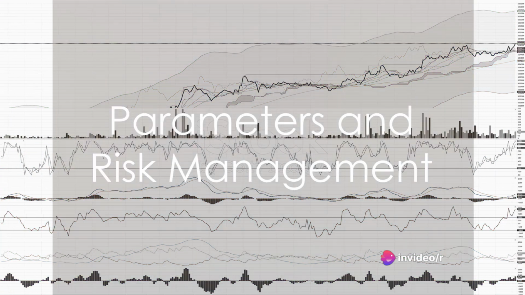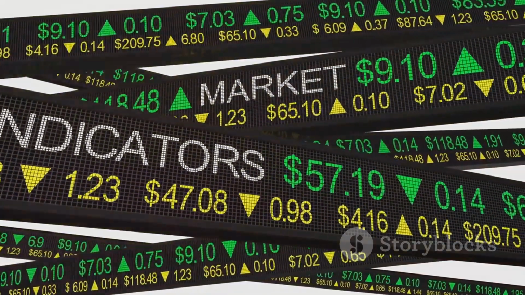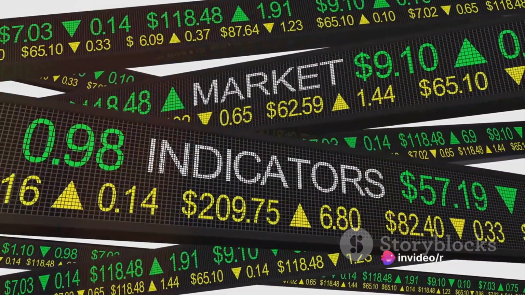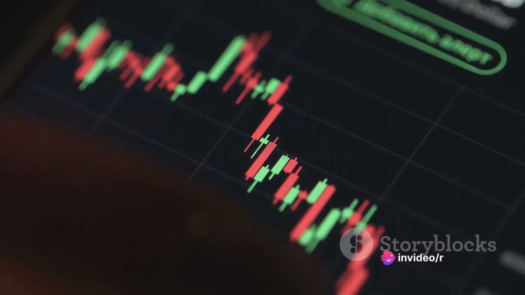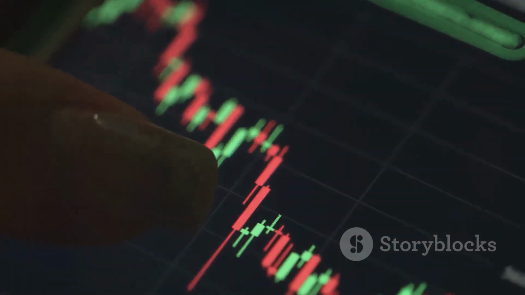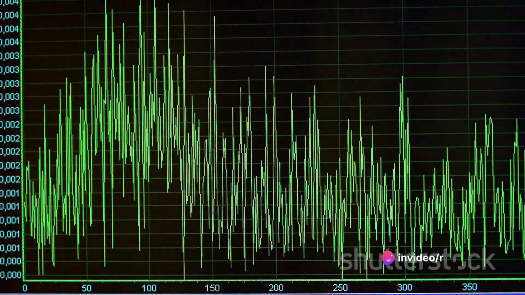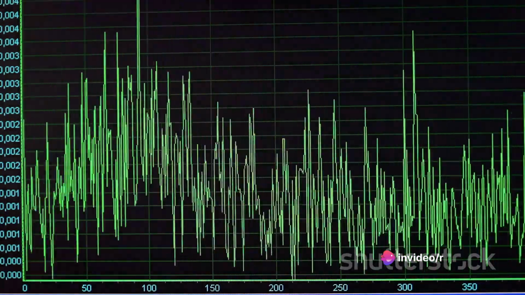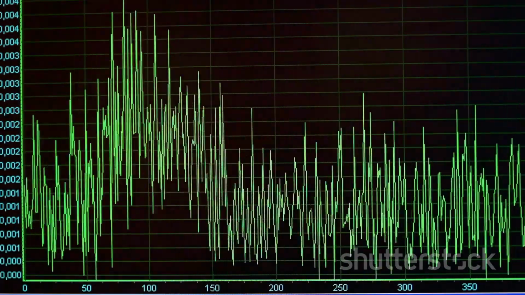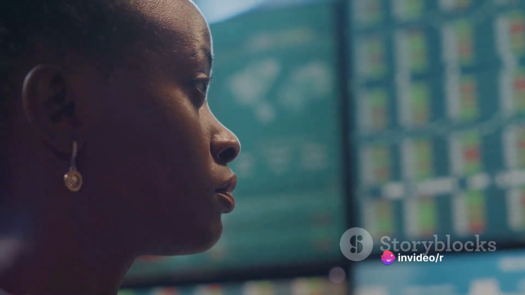So, how do different parameters impact the stochastic RSI's performance? This is an important question because the choice of parameters, such as the length of the RSI and the stochastic, can significantly influence the indicator's performance. For instance, a shorter length can make the stochastic RSI more sensitive to price changes, potentially leading to more frequent signals. Conversely, a longer length may result in fewer signals but could potentially filter out some of the noise in the market. It's crucial to fine-tune these parameters based on the specific asset and time frame you're trading. This process might involve some trial and error and should ideally be backed by backtesting and analysis.